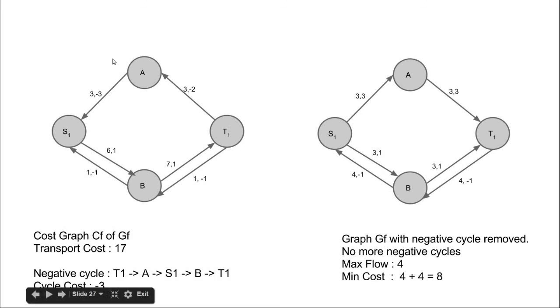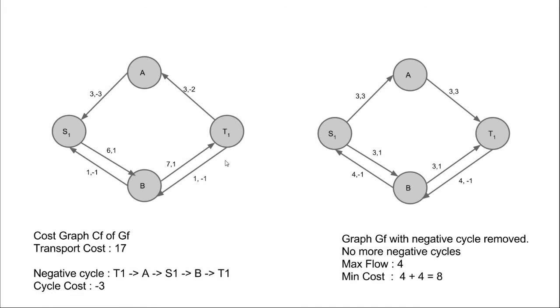So this is the cost network, the cost graph. So minus 2, minus 3. Now, are there any negative cost cycles here? We see there's a cycle T1 to A, A to S1, S1 to B, and B to T1. Does it have a negative cost? All you need to do is add these costs: minus 2 plus minus 3 plus 1 plus 1 along these edges in the cycle. That equals minus 3. The cycle cost is minus 3.